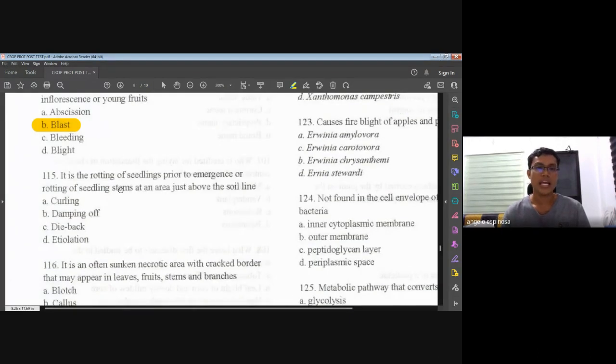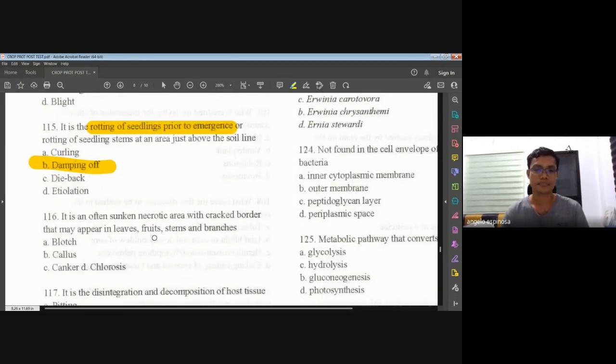115, it is the rotting of seedlings prior to emergence or rotting of seedling stems at an area just above the soil line. The correct answer is damping off. That is rotting of seedlings prior to emergence. Yan lang tandaan mo. Okay?